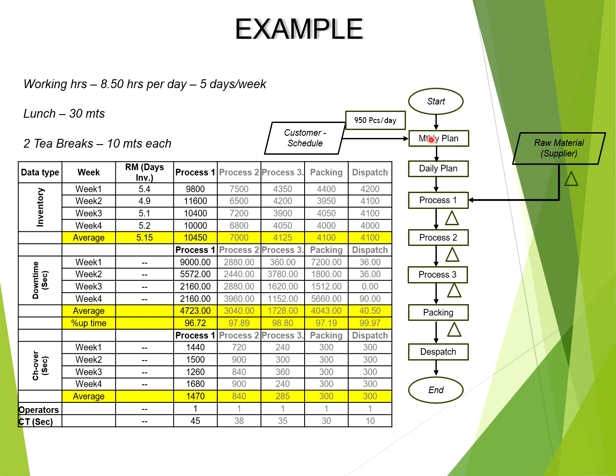The PPC of the company is receiving the customer schedule. They are giving a monthly plan which says 950 pieces per day have to be supplied. The PPC breaks the monthly plan into a daily plan and gives it to all the processes. There are 3 processes, then packing and dispatch. The materials supplied by the supplier are coming into process 1. So this is a very rough process flow for the customer order.